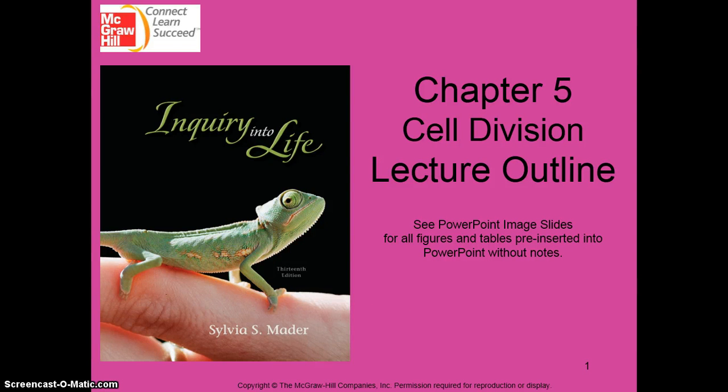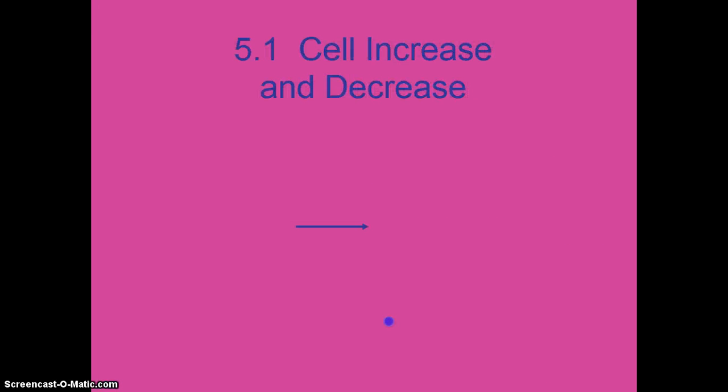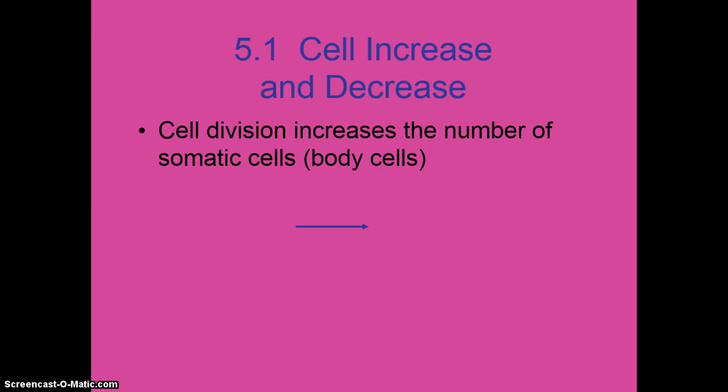We're going to start Chapter 5, Cell Division, and this chapter is going to take us quite a while to get through. We're going to go through mitosis and meiosis both, and you'll need to know both of those not only for this test, but when you get to college. So let's take a look at the increase and decrease of cells.